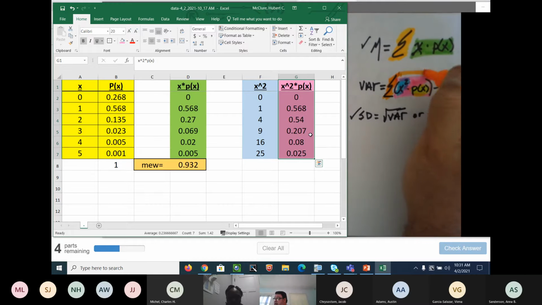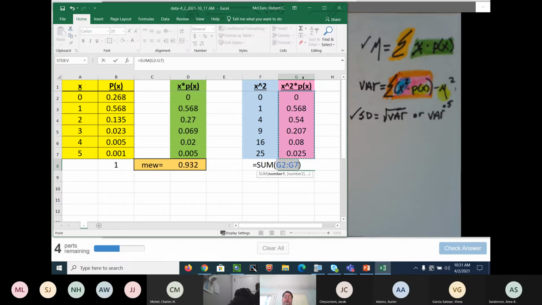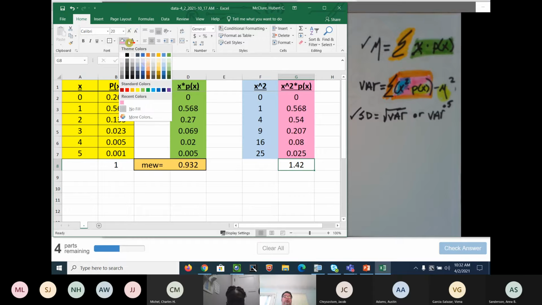Just this area right here, just this. So I'm going to highlight, and we're going to add that up. And that's going to be that number right there. And I'm going to color that orange.